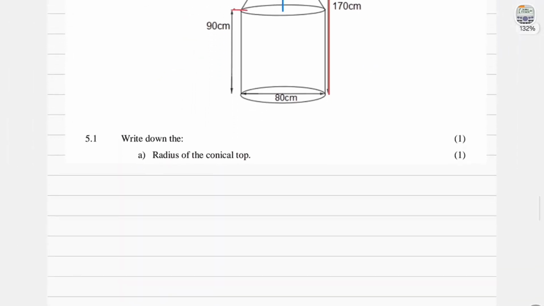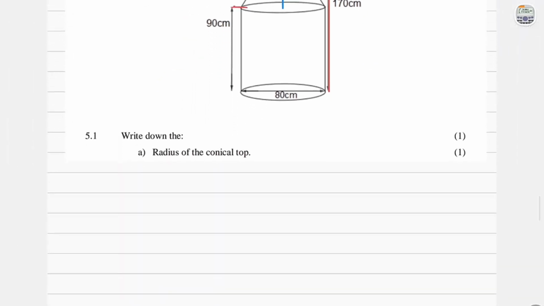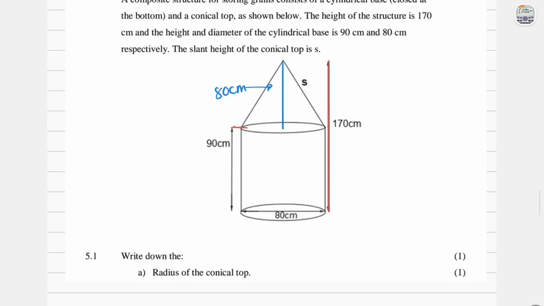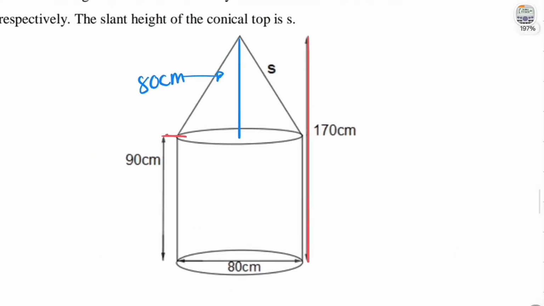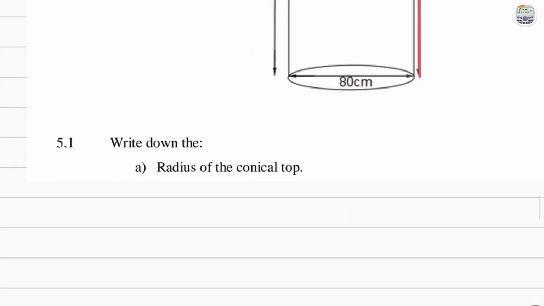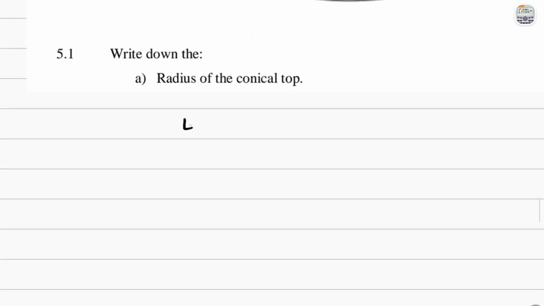Okay, so the first question, 5.1 says, write down the radius of the conical top. So what is the radius? Well, the radius of the cone would be the radius of the cylinder. If we can see that the diameter of that base, the circle, is 80 centimeters, that's also the diameter here. And we know that the radius is half the diameter. It's from the center to the circumference. So that would be half of 80, which is 40 centimeters.